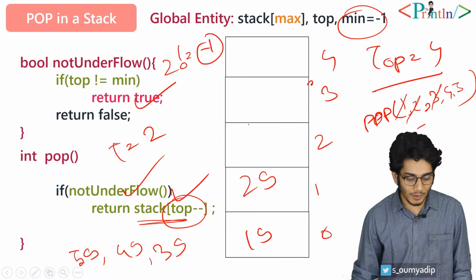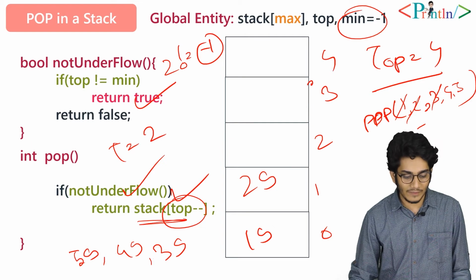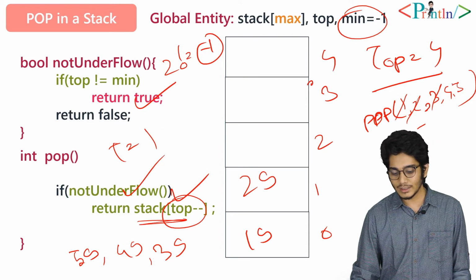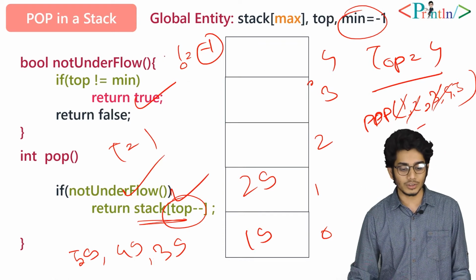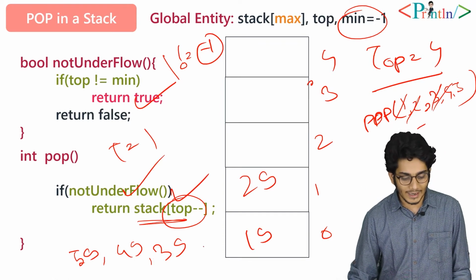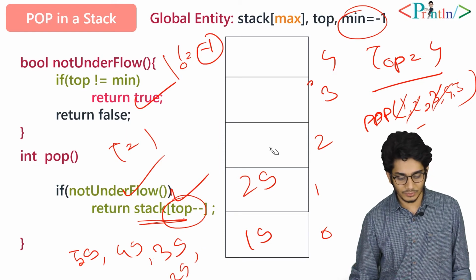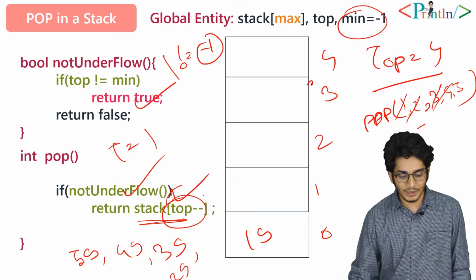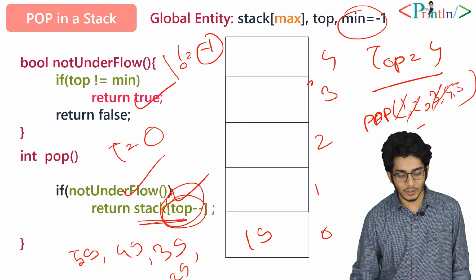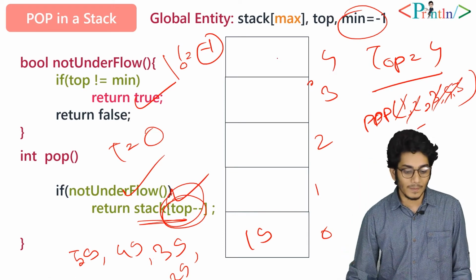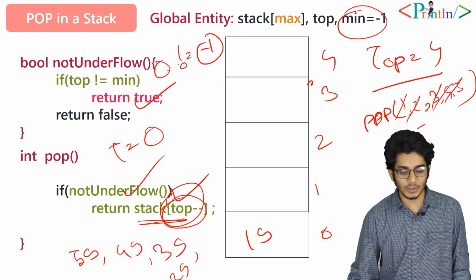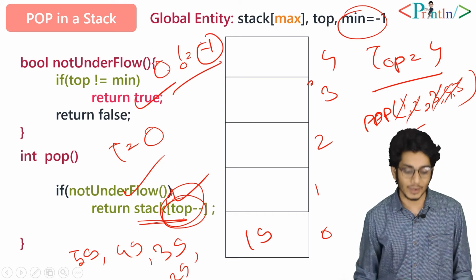So I have removed the popped values from the stack. Now what will be the value of the top? It will be 1. So we'll call the pop function the 4th time. Then 1 is not equal to -1. Again we'll return 29. We'll pop this value and we'll decrement the value of the top. It will be 0. Again we'll call the pop function for the 5th time. Then we'll check that 0 is not equal to -1. 0 is not equal to -1.